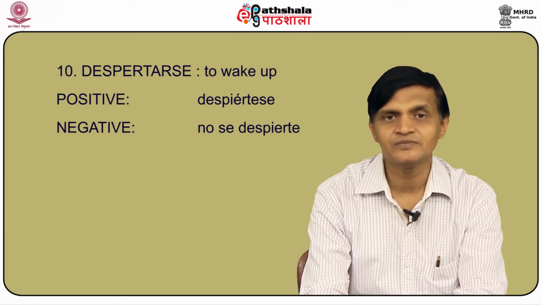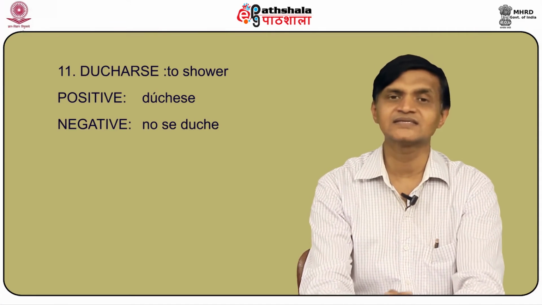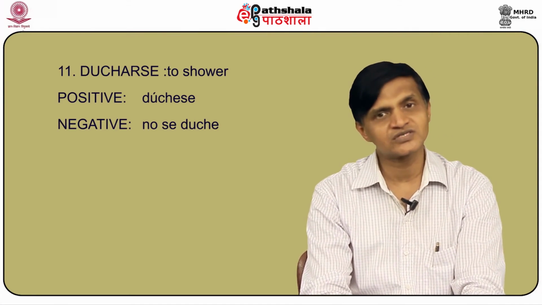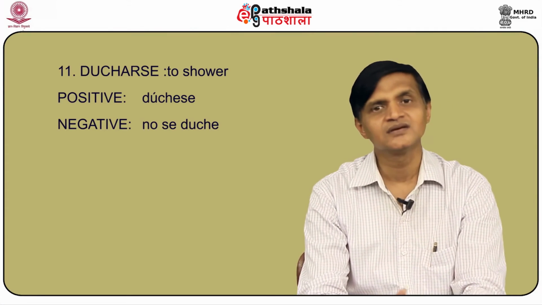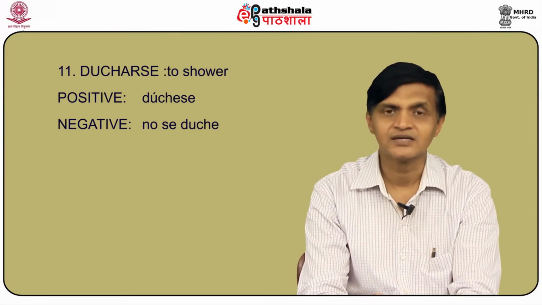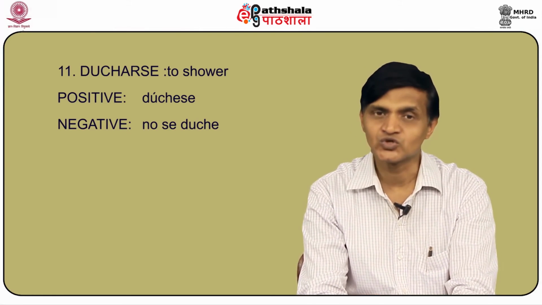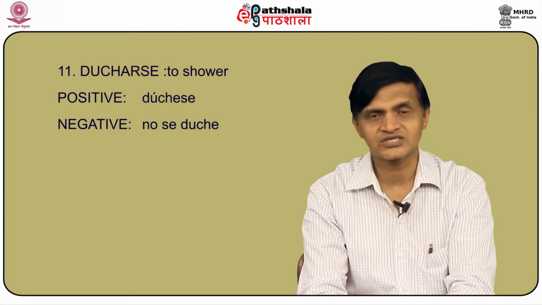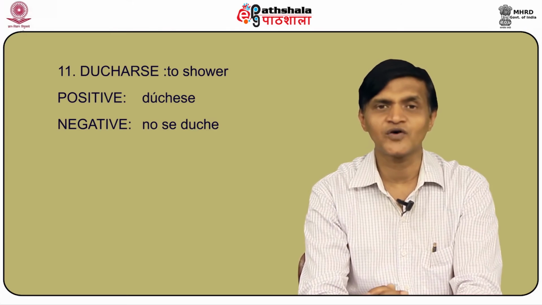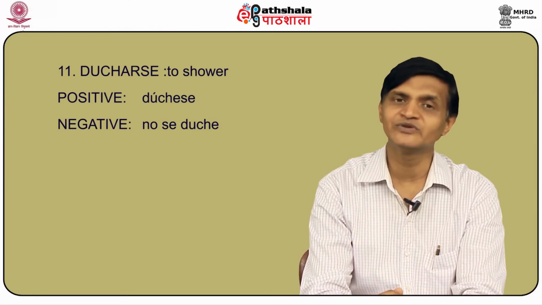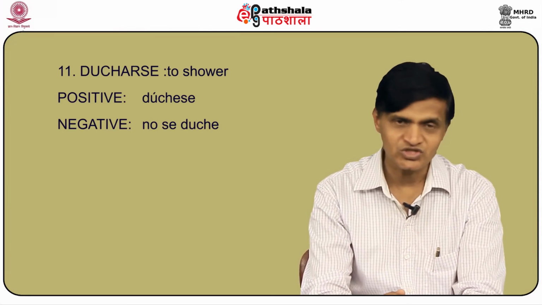What do we do with a verb like ducharse? Ducharse, as we've already pointed out, is a reflexive verb. So we follow the same pattern that a reflexive verb follows, and we conjugate it in the command form in the following manner. The positive command would be dúchese for usted, with an accent on the U, and the negative command for usted would be no se duche. I repeat, the positive command of ducharse in the usted form would be dúchese, and the negative command in the usted form would be no se duche.